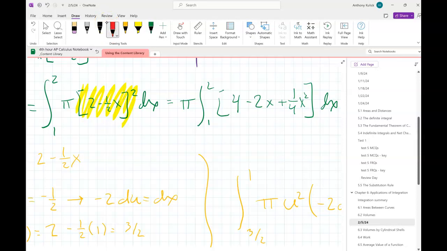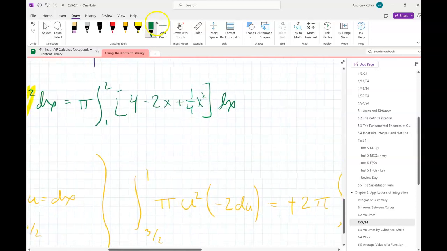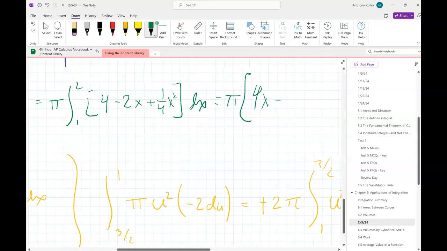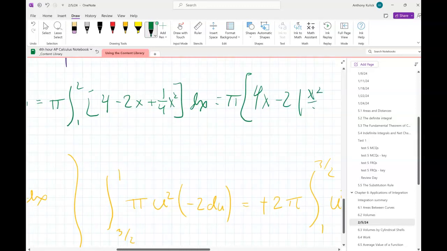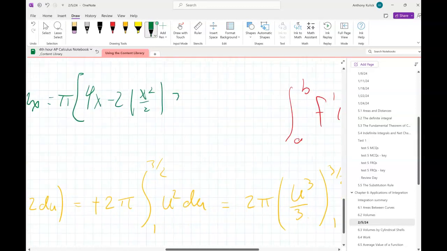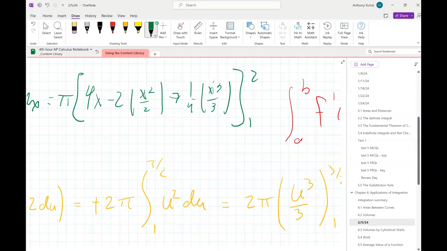Yes, Pierce. Sorry, I know you said that you could double check, but from there, you would just take the antiderivative, all those things, and just plug in where A would be. Yeah, so I'd have 4x minus 2x squared over 2 plus 1/4 x cubed over 3 from 1 to 2. Okay. Yeah.